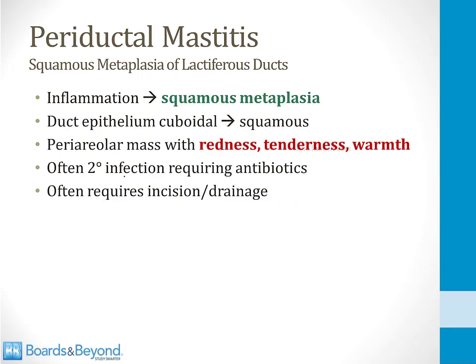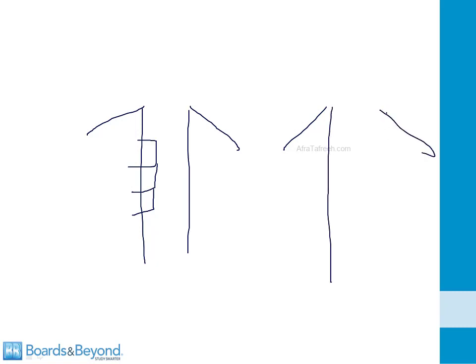What happens in periductal mastitis is that inflammation leads to squamous metaplasia such that the duct epithelium, which is usually cuboidal, becomes squamous. Normally, when you have a duct that drains to the nipple in the breast, that duct is lined by cuboidal epithelium, like I'm showing here in my drawing. What happens in periductal mastitis is that the cuboidal epithelium undergoes metaplasia and becomes squamous cells that grow into the lumen and obstruct the duct.